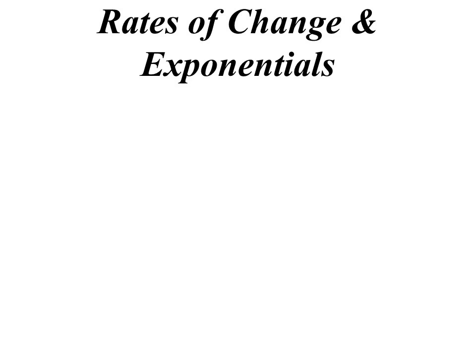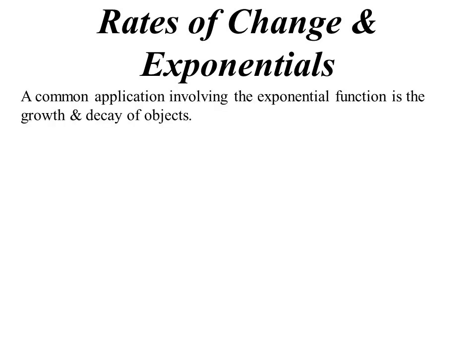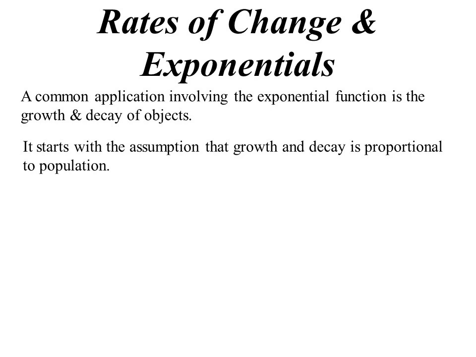Now we know how to differentiate our exponential functions. Let's look at it with rates of change questions. Very common one is this idea of growth and decay. And it starts with a very, very simple assumption that growth and decay is basically proportional to the population that you have. So the idea is obviously the more people you have, then the more people that will be born and the more people that will die, basically proportional.